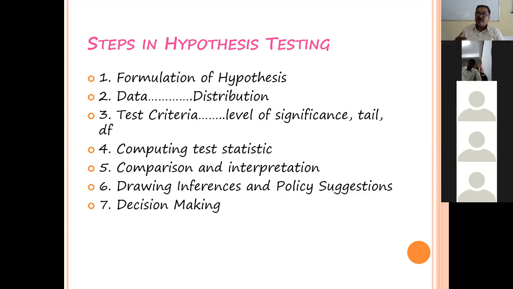And what is the degrees of freedom that you are going to use? Degrees of freedom is also important because as the degrees of freedom changes, your table test value will be different. And then the fourth step is computing the test statistic. Nowadays you can manually compute or you can use SPSS to compute the test values. So it is not a big thing.